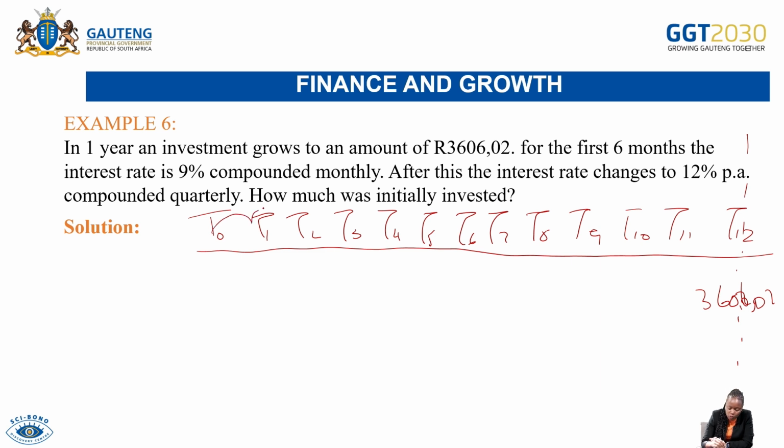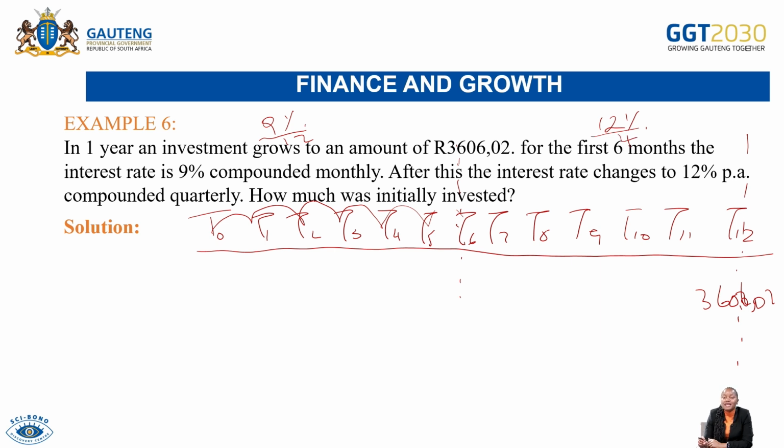And then for the first 6 months, the interest rate is 9%. So this is month 1, 2, 3, 4, 5, 6. At T6, I'll have an interest rate of 9% per annum, compounded monthly, so we divide it by 12. After this, the interest rate changes to 12%. So from T6 up until T12, the interest rate is no longer 9%, but now 12%, and it is compounded quarterly. How many quarters do you have in a year? It is going to be 4, so we are going to divide it by 4.